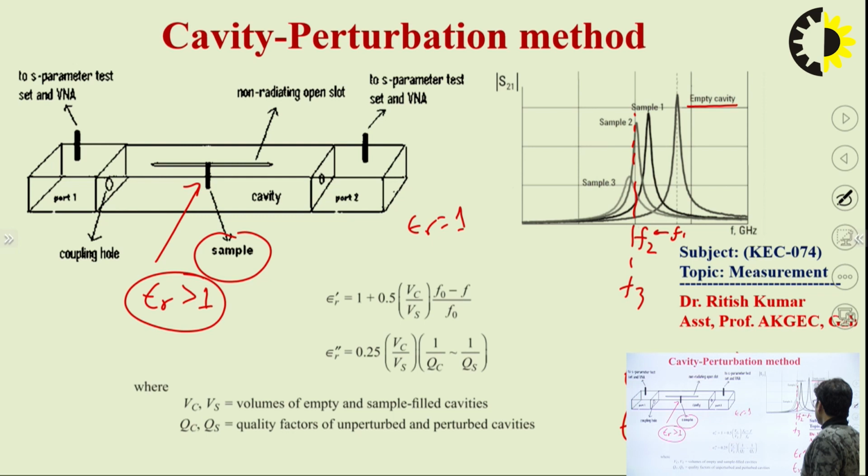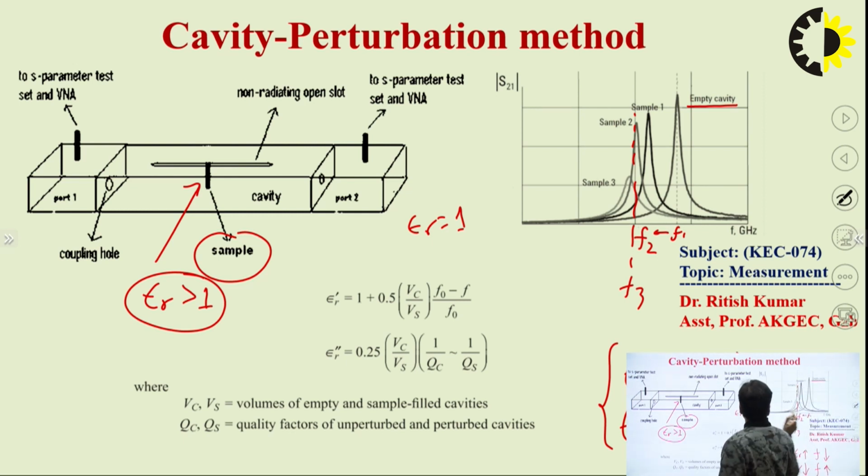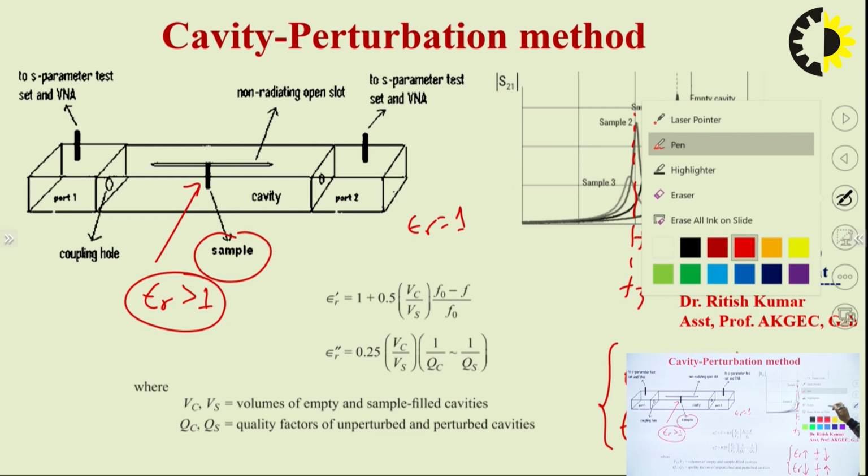If you decrease epsilon r, the frequency shifts to the higher side. That is the relation between the relative dielectric constant and the resonating frequency. That's why, because the sample has a dielectric constant greater than air, the frequency shifts towards the lower side.